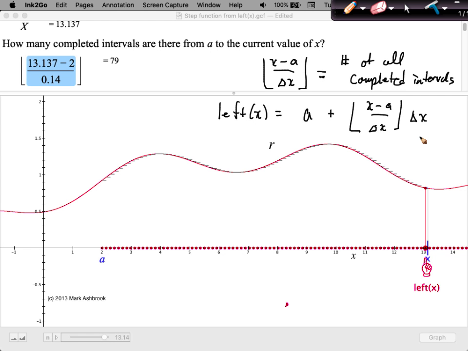A plus delta x times the number of delta x's, which is all the completed intervals, which is our floor function. So now we can put it all together, and we can write the accumulation function, the one-liner.